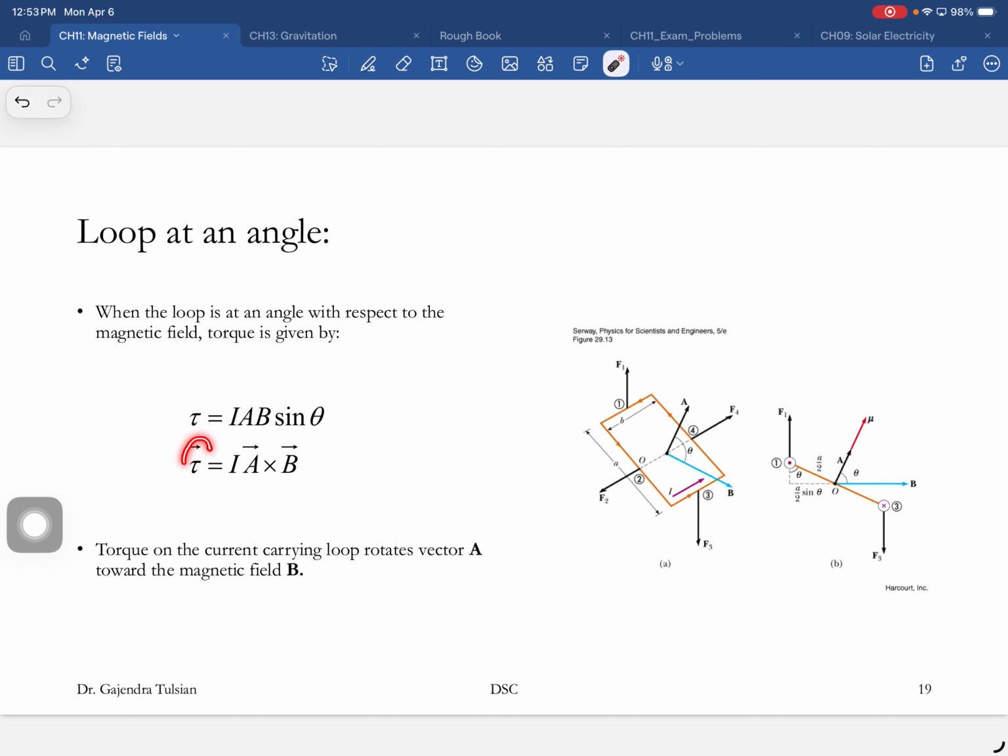And what is the torque trying to do? It's trying to line up the area vector to the magnetic field. So the torque on the loop is such that it's turning this, aligning this area vector to the magnetic field. This quantity here, I times area, is called the magnetic moment of the loop. So the torque on the current carrying loop rotates vector A towards the magnetic field.